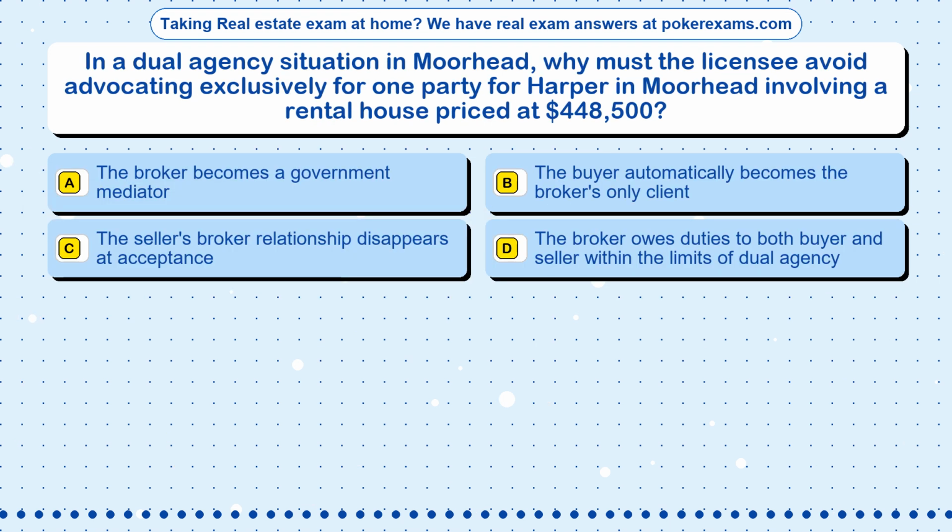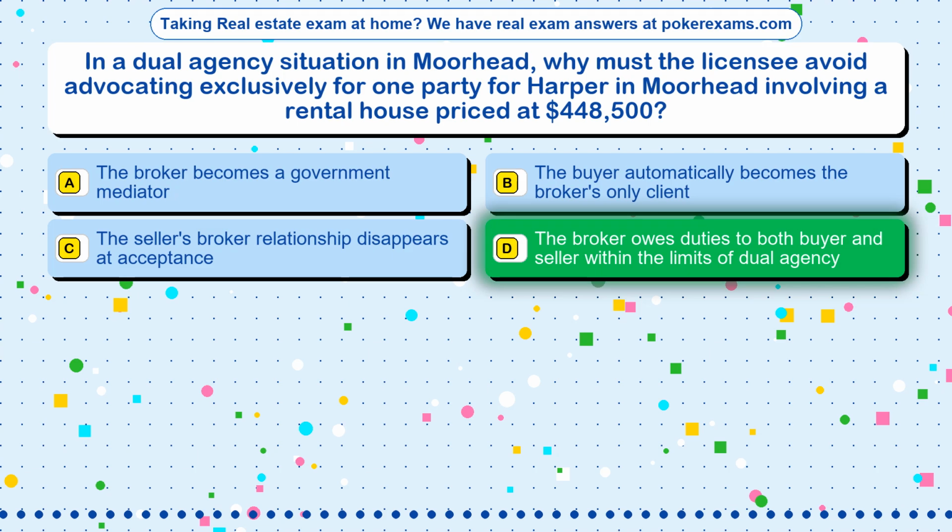Question 52. In a dual agency situation in Moorhead, why must the licensee avoid advocating exclusively for one party for Harper in Moorhead involving a rental house priced at $448,500? Option A. The broker becomes a government mediator. Option B. The buyer automatically becomes the broker's only client. Option C. The seller's broker relationship disappears at acceptance. Option D. The broker owes duties to both buyer and seller within the limits of dual agency.